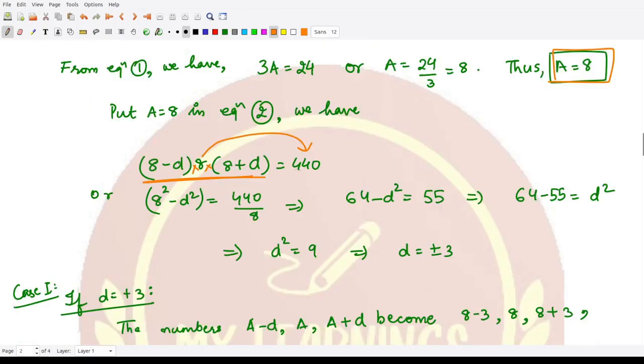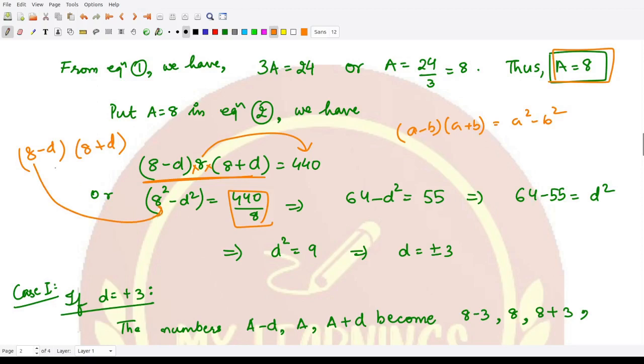So we have 440 divided by 8 on the right hand side, and you are left with 8 minus D into 8 plus D. Now this becomes the formula of A minus B, A plus B, which is equal to A square minus B square. Hence we would have 8 square minus D square. What is 8 square? It is 64. D square is D square. So from here we can take this D square to the right hand side, 55 to the left hand side, so that we have this expression. Solving this, we can calculate the value of D square. It is 9. So the value of D comes out to be plus minus 3.